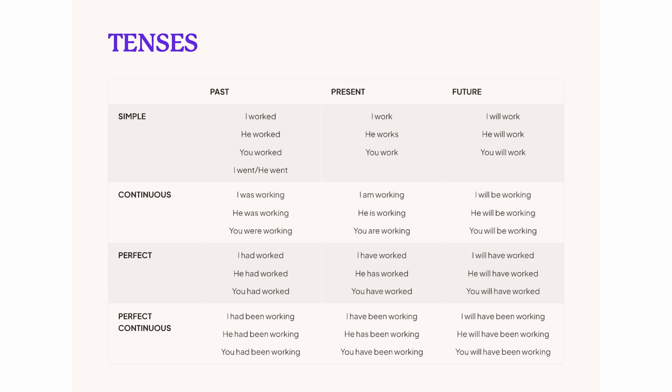Now, the future tenses. Future simple: will plus base verb. I will work. He will work. Future continuous: will be plus verb plus ing. I will be working. He will be working. Future perfect: will have plus past participle. I will have worked. He will have worked. Future perfect continuous: will have been plus verb plus ing. I will have been working. He will have been working. These are the 12 English tenses you should know.